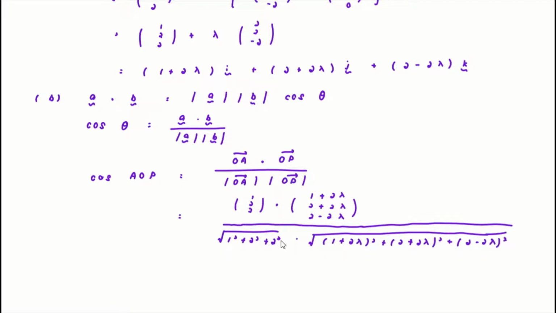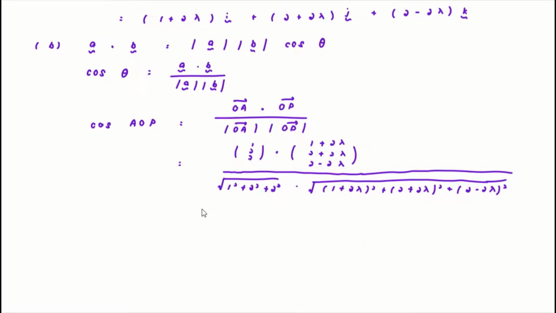Okay, now I need to continue. For this one, it's the dot product. You can straight away multiply, so you will get 1 plus 2 lambda, and then 4 plus 4 lambda plus 4 minus 4 lambda. For the magnitude, we have 1 plus 4 plus 4, that's square root of 9, which gives us 3. And then for this part, you need to expand it. Okay, 3.